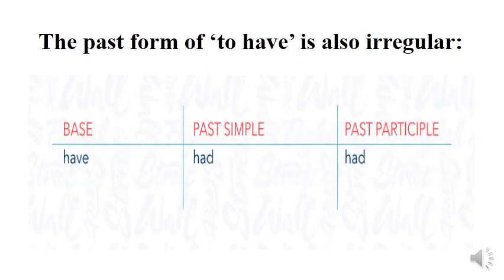For the past form of to have, we may say that to have is generally considered as an irregular verb. Within this table, I'm going to show you the past simple as well as the past participle of to have. So the infinitive to have, or the base form, is to have. The past simple of to have is had, and its past participle is also had.